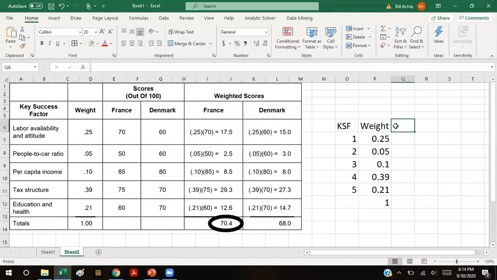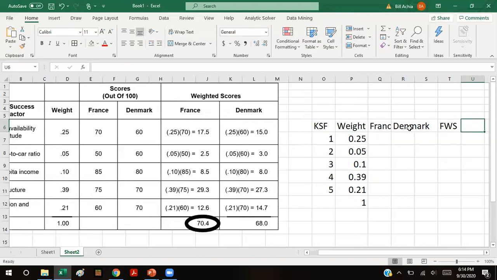And then you go get data, or find some information about those two locations on each and every key success factor, and you give them a rating, you give them a score. Okay, so we have France and we have Denmark. And the simple calculation we have here will just be to multiply every weight by every given score we have here. Okay, and you come up with France's weighted score, and then we have Denmark's weighted score.